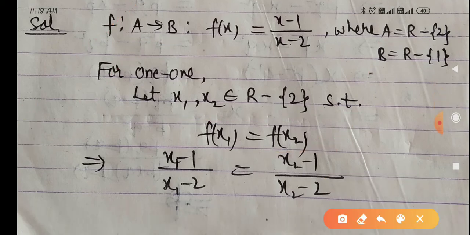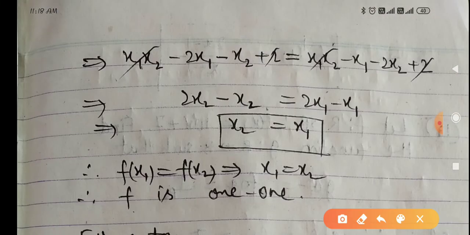f(x1) means (x1 minus 1) upon (x1 minus 2). f(x2) means (x2 minus 1) upon (x2 minus 2). Do cross multiplication. You will get x1x2 minus 2x1 minus x2 plus 2 is equal to x1x2 minus x1 minus 2x2 plus 2. 2 is cancelled with 2, x1x2 cancelled with x1x2. You are having 2x2 minus x2 is equal to 2x1 minus x1. After simplifying you are getting x2 equals x1.